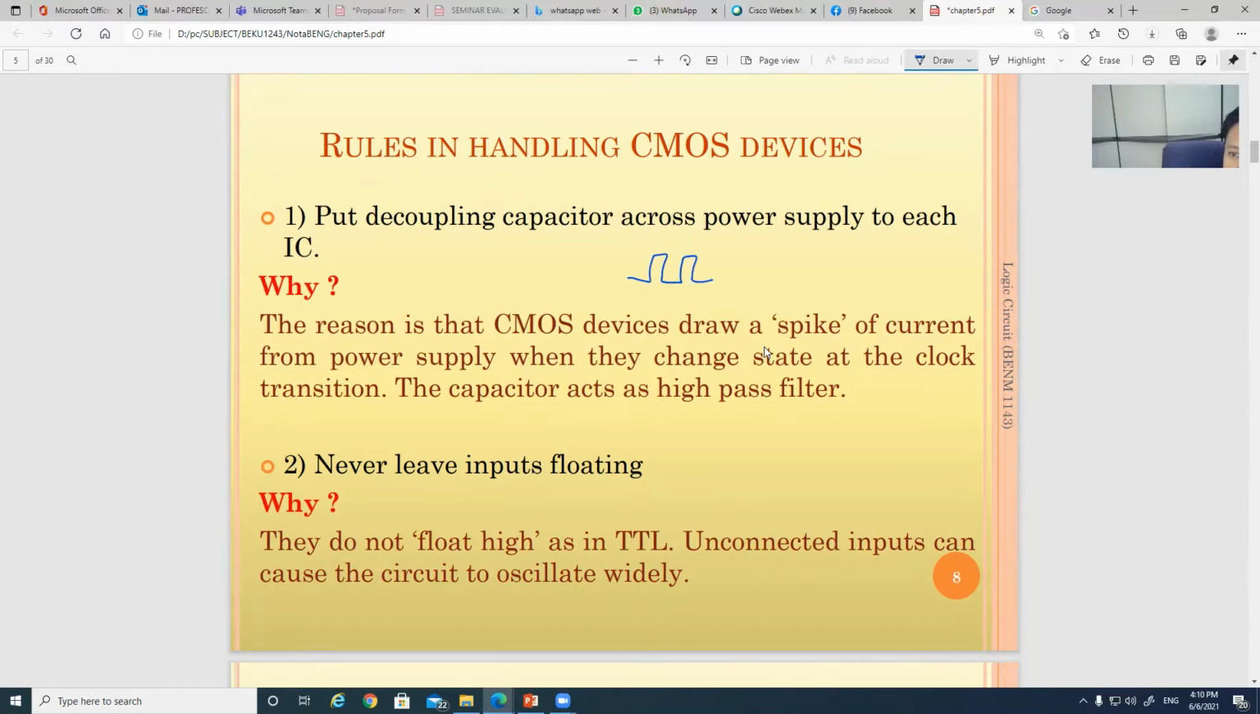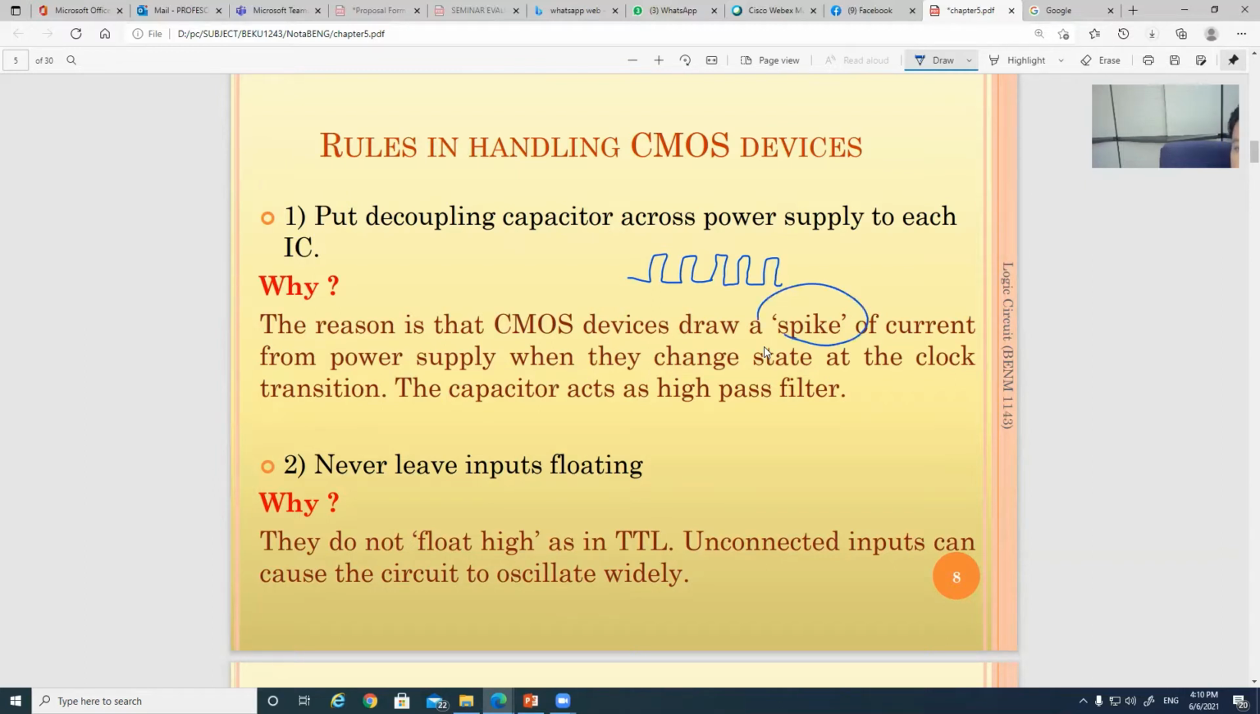The clock transition means going from the positive going pulse to the negative going pulse. From the supply they have the sparks, so that's why we have to put some capacitor. The capacitor is coupled across the power supply to protect our device, because the CMOS device draws the spike.